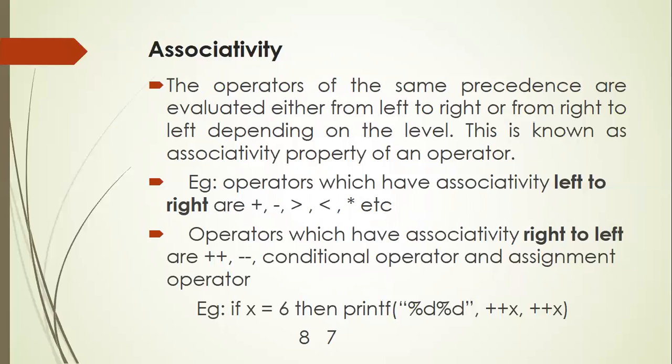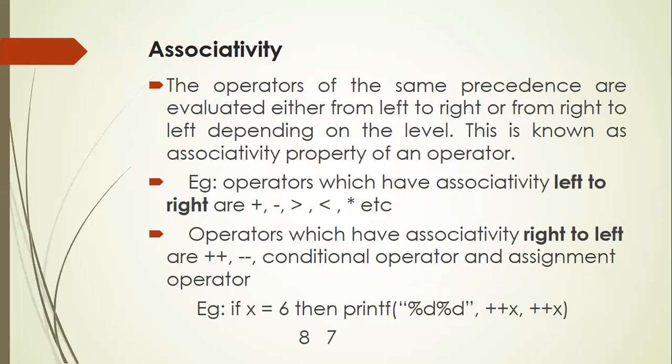If it is evaluated from left to right, we say that the associativity of the operator is left to right. If it is evaluated from right to left, then we say the operator's associativity is right to left. Most operators have left to right associativity, such as plus, minus, greater than, less than, greater than or equal to, star, etc. Some special operators have right to left associativity: plus plus, minus minus, the conditional operator, and the assignment operator.